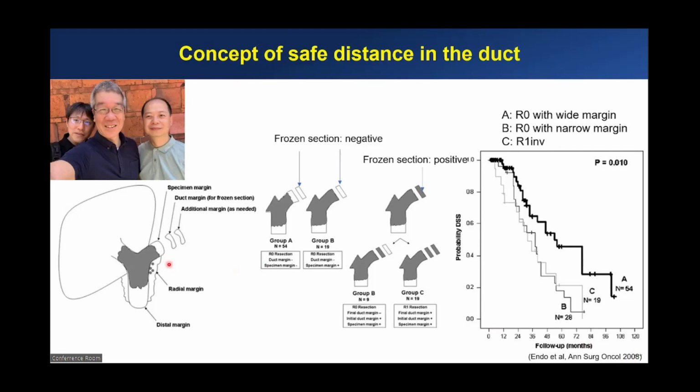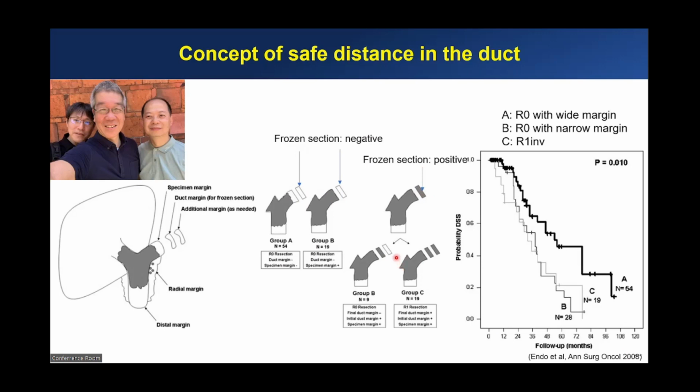He classified the resected specimen into 3 subtypes. Because we sometimes perform the frozen section diagnosis and get a negative result, but the resected specimen is positive. This is negative, this is a narrow margin, and when we perform the frozen section, we get a positive like this.